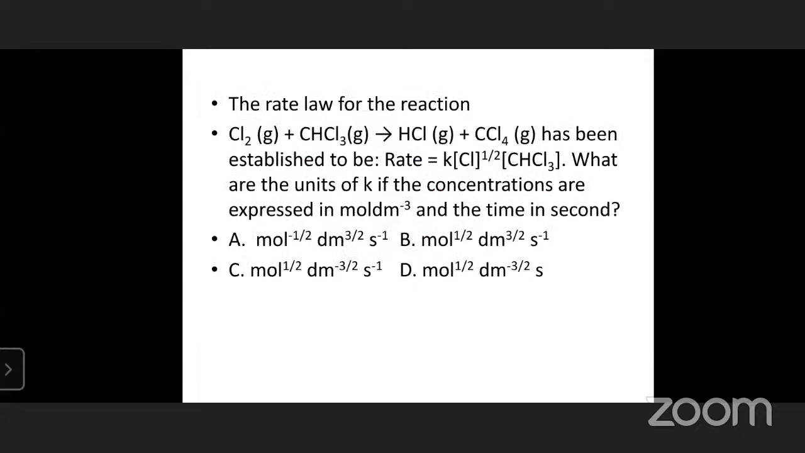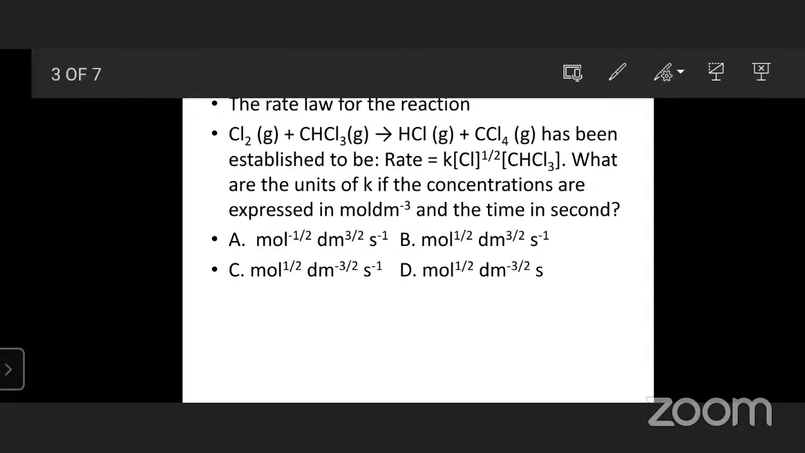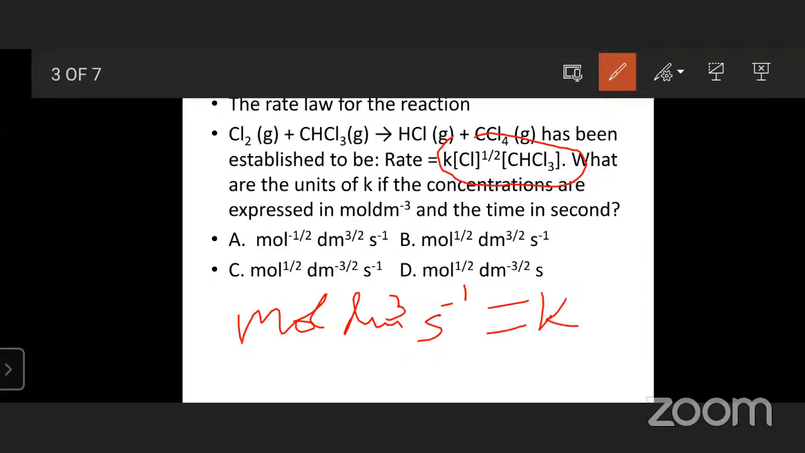Question two. The rate law for the reaction has been established. So I have done this experimentally. So the rate law has been established. This one is 2 seconds. It has been established to be this. What are the units of k if the concentrations are expressed in mole per dm cube? It's easier for you to do. I said rate, that is mole per dm cube per time. Just take seconds. And that is equal to k.